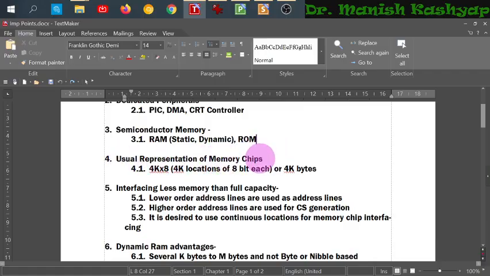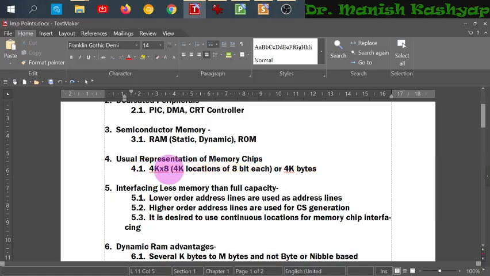Then usually the memory is represented in this way. They will usually write this 4K cross 8. What will it mean? It will simply mean that you have 4K locations of 8 bits each. Or an alternate way of writing this is you can simply write 4K bytes or 4 KB memory is required. Right? So 4 kilo locations are there. You understand what kilo is. Kilo is 2 raised to the power of 10 in the binary system, which is 1024. So you will have 4 into 1024 locations, and each location is of 1 byte. So this is what we mean by representation of memory.